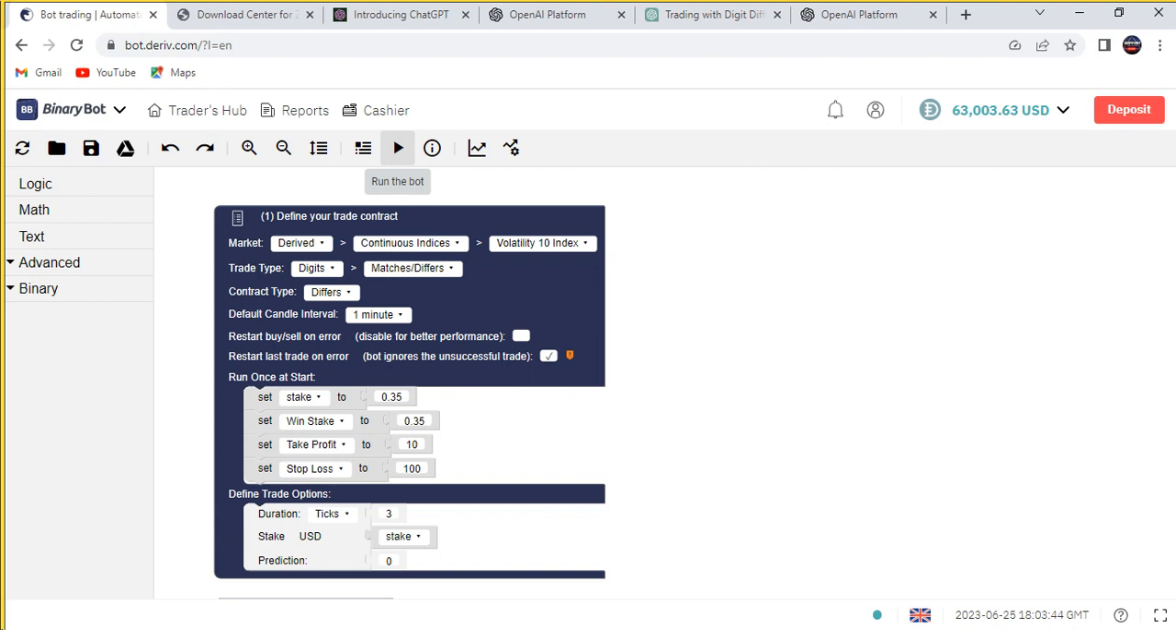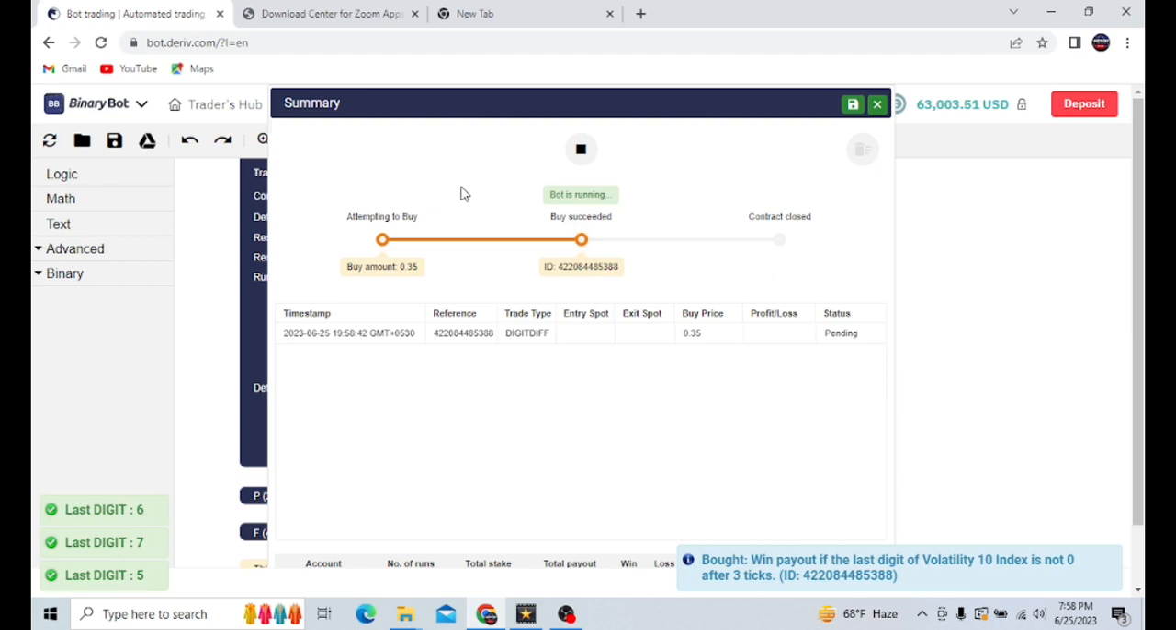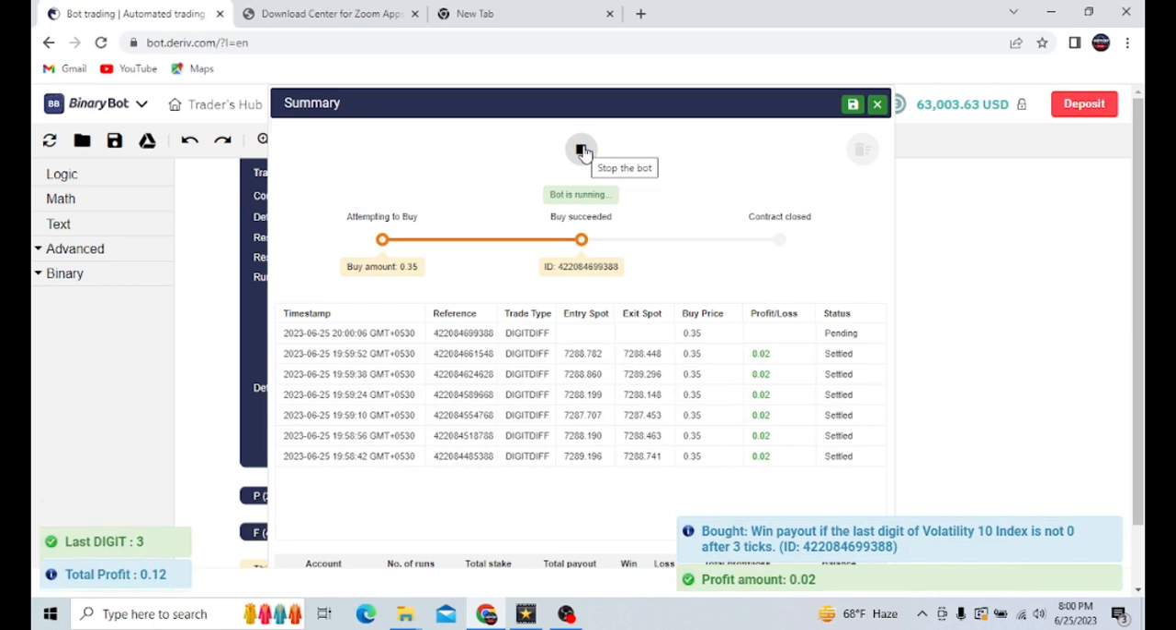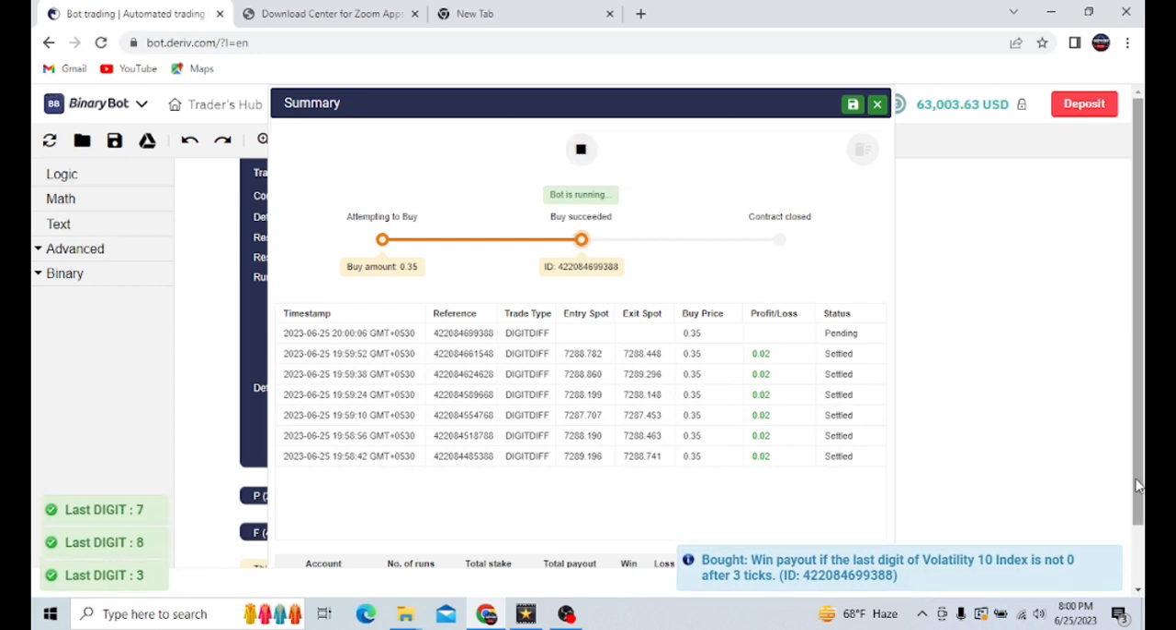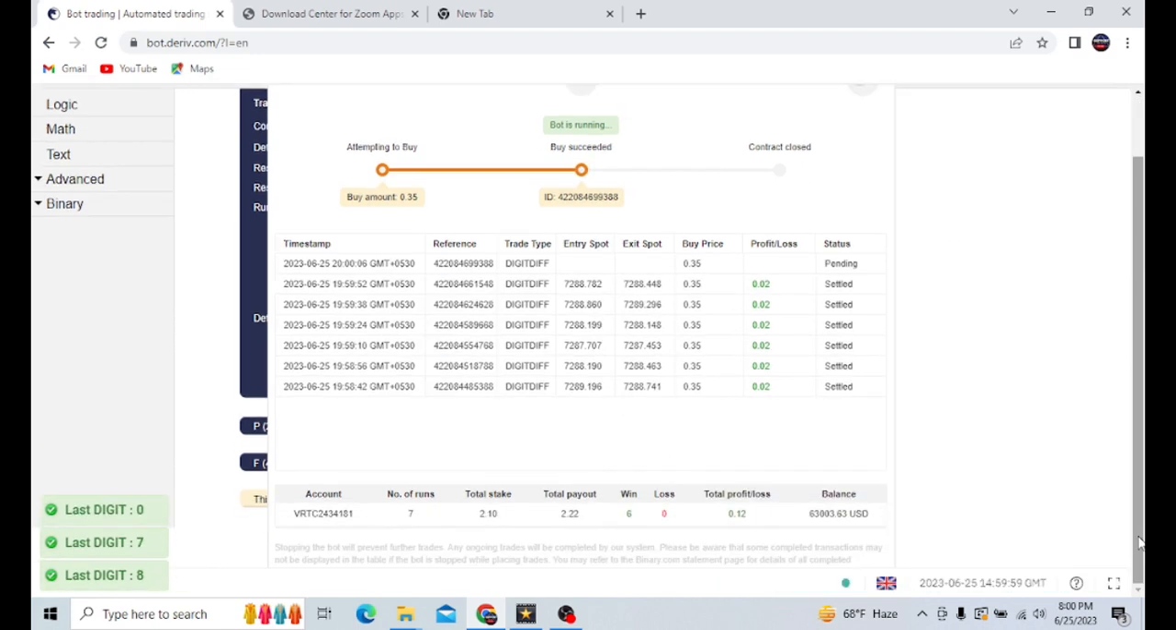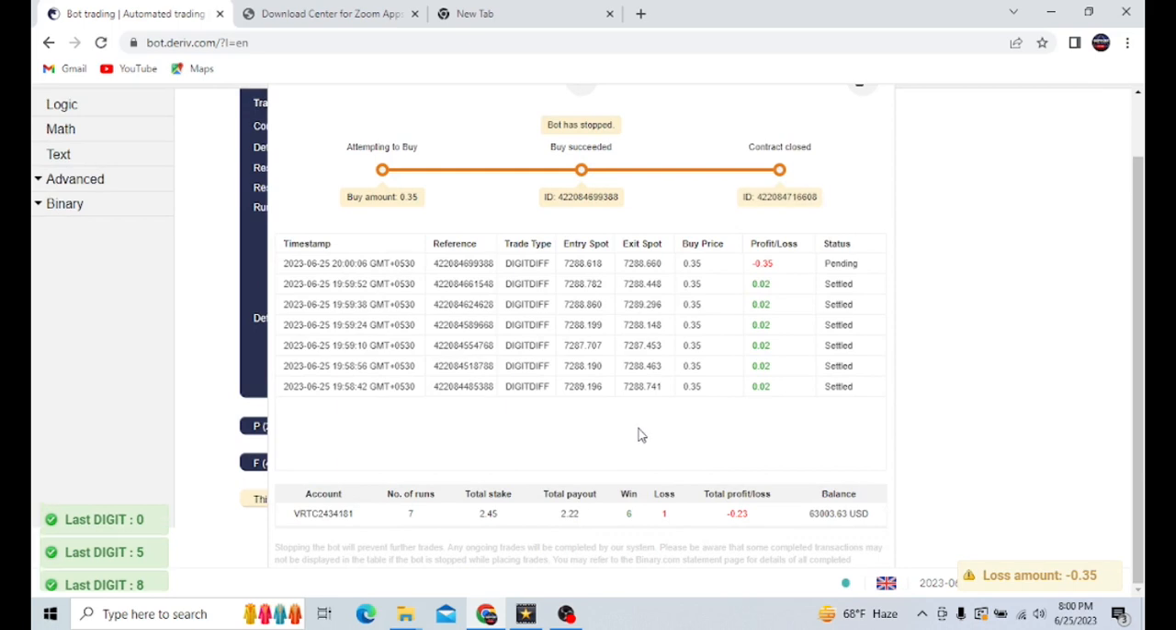By selecting the designated icon, the bot will commence its operations. Observe as it automatically generates profits or losses, visually represented by the colors green for profits and red for losses. As evident from the final results, out of a total of 7 trades, 6 proved to be profitable and 1 incurred a loss. Therefore, using bot trading, you can increase your profitability and earn more money.